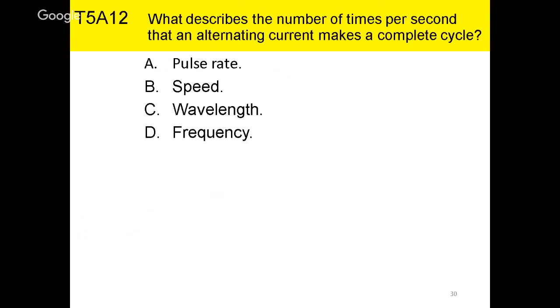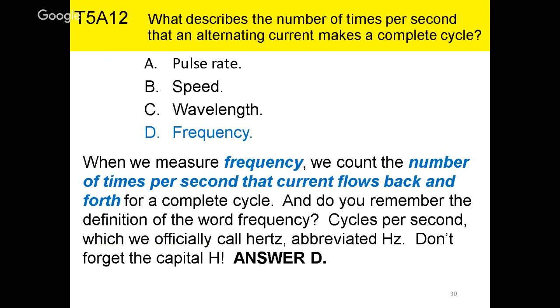So what describes the number of times per second that an alternating current makes a complete cycle? Okay, this has to do with really the frequency that you're transmitting on. It alternates depending on what the frequency is, back and forth for a complete cycle. And remember, these cycles per second are abbreviated hertz. You see the abbreviation is capital H and little z. So don't forget the capital H. Remember that, because there are a few questions that kind of trick you there.